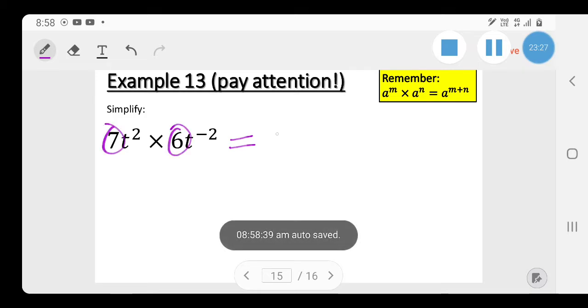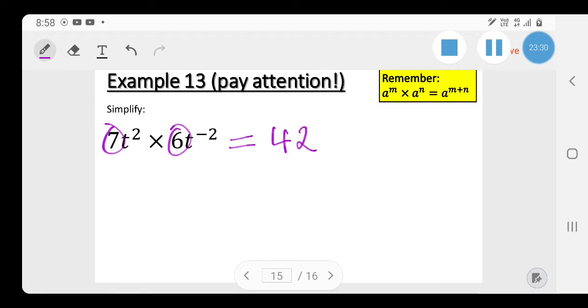7 times 6 is 42. And we have a t squared and a t to the power of minus 2. So I'm going to write down my t. And the power, well, I've got a 2 and a minus 2 that have to be added together. 2 plus minus 2, well, plus minus written together actually means minus. And what is 2 minus 2? Well, that's 0. Say what? t to the power of 0? What on earth does that mean?